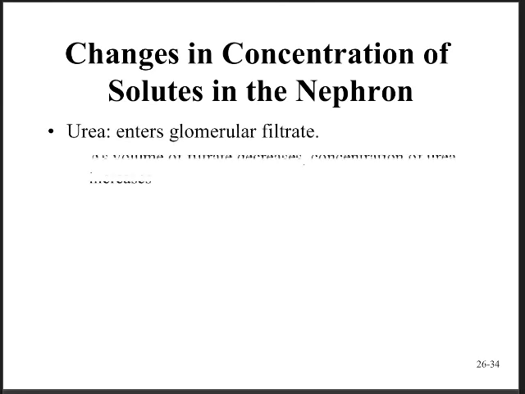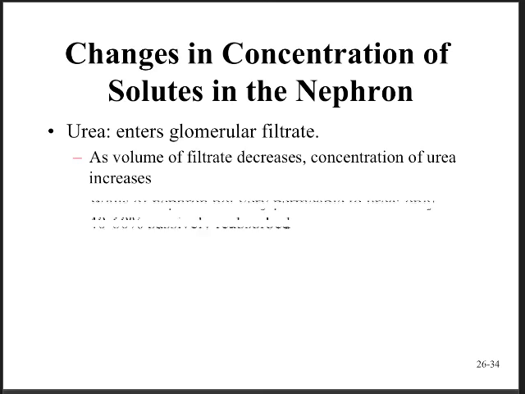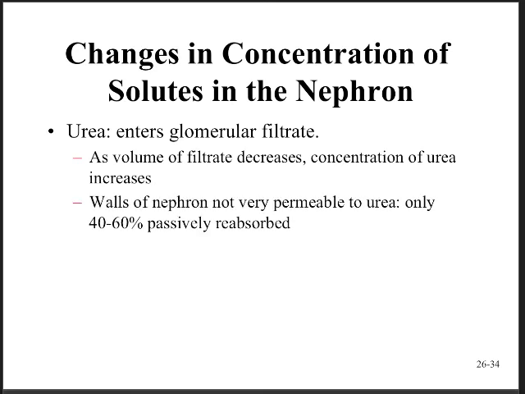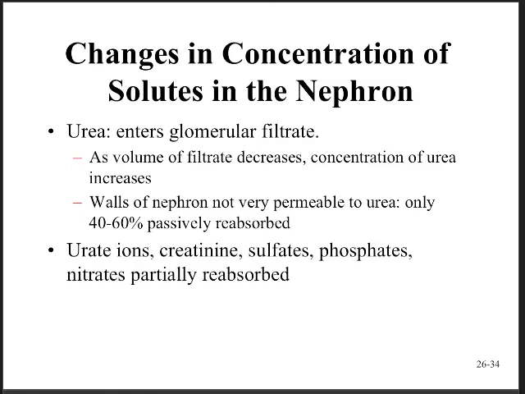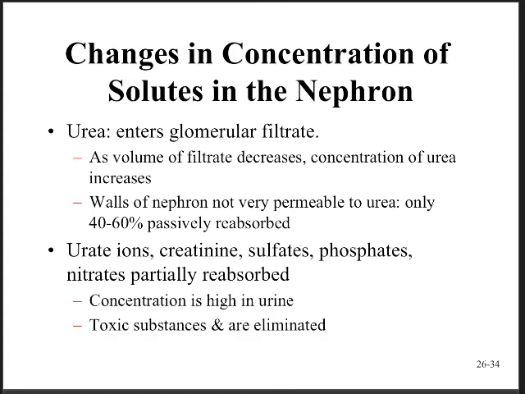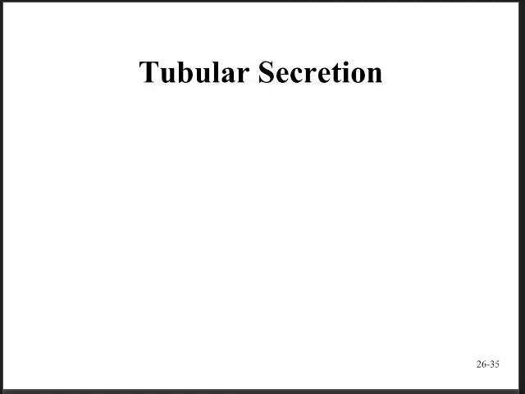Urea is going to enter the glomerular filtrate. As the volume of filtrate drops, the concentration of urea will go up. The walls of the nephron are not very permeable to urea, so only about 50% is passively reabsorbed. Urate, creatinine, sulfates, phosphates, and nitrates are partially reabsorbed, so the concentration is high in the urine. These are toxic substances that need to be eliminated.